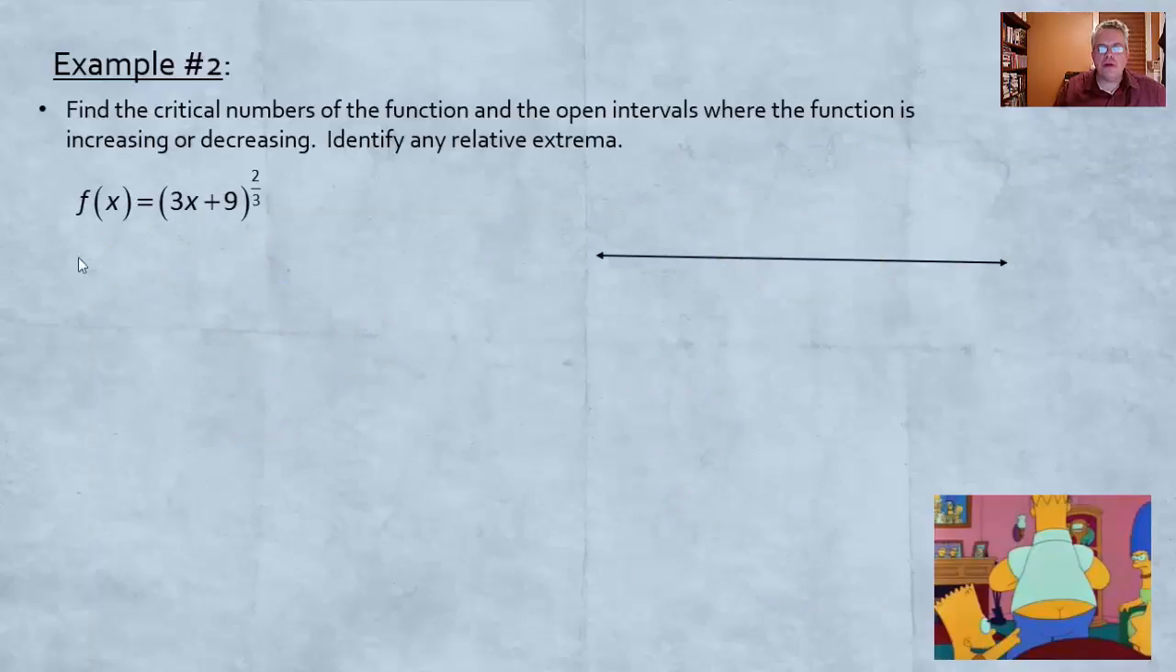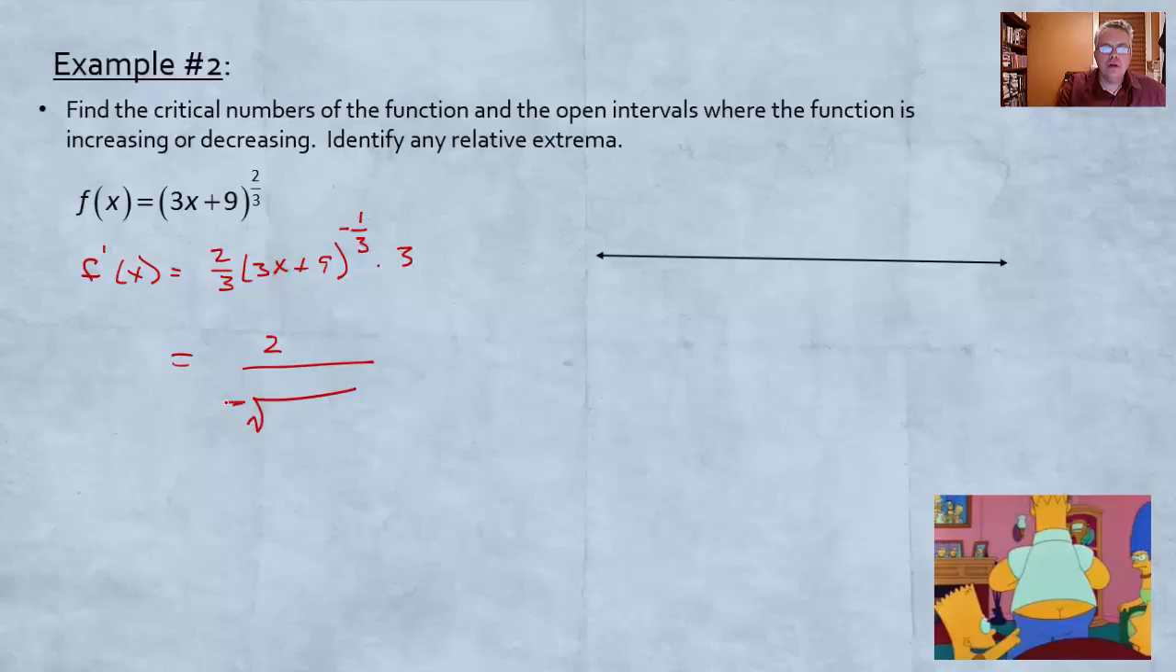This is one with a fractional exponent. So, same thing. We got to find the critical numbers. So we're going to take the derivative, and we get f prime of x equals 2/3 times 3x plus 9. I'm going to subtract 1 from the exponent, so that'd be to the minus 1/3, times the derivative of the inside. That's the power rule, so times 3. 2/3 times 3 is 2. And we can put this in the denominator as the cube root of 3x plus 9. And so that's f prime of x.